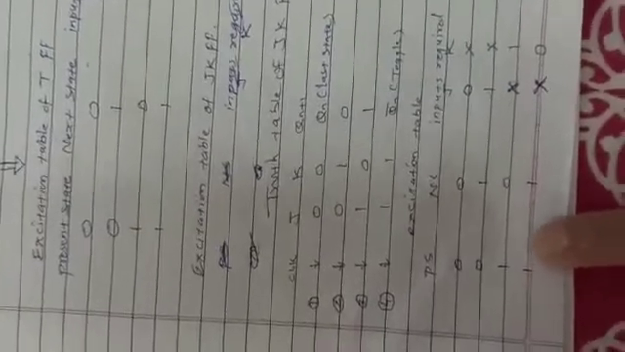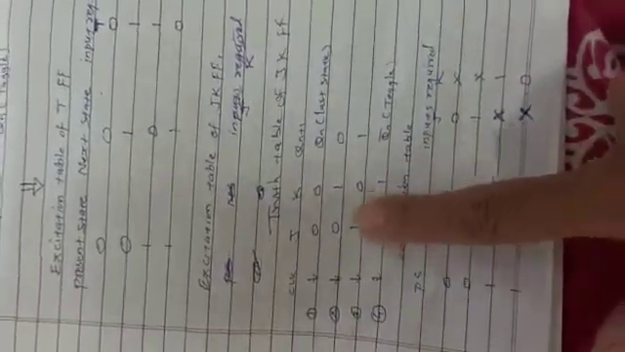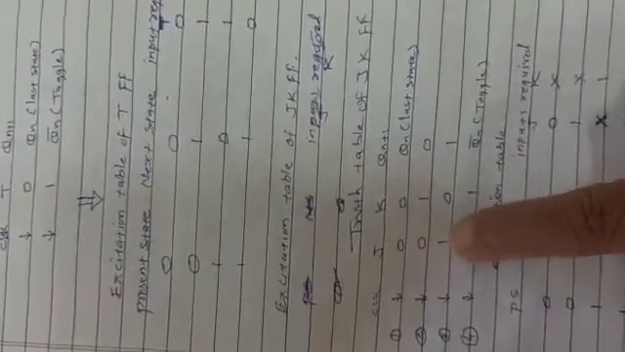Then the present state is 1 and the next state we also want is 1. So what input is required? This 0 0 will do, because the present state and next state are the same. So 0 0 will do, as well as, since we want 1, this input 1 0 will also do. If you observe these two, K has to be 0, but J can be x. So x0. So this is the excitation table of a JK flip-flop.